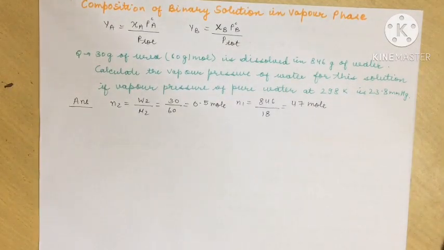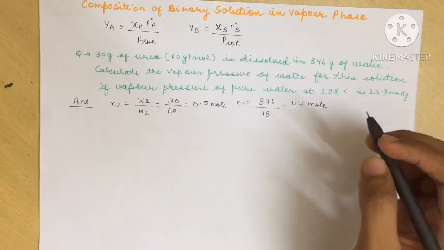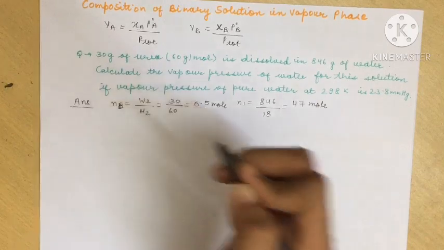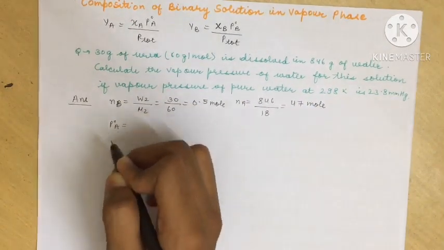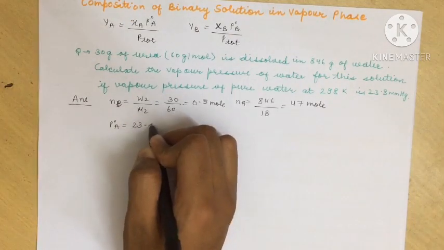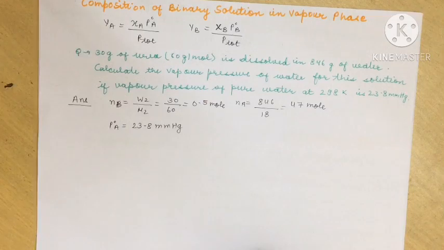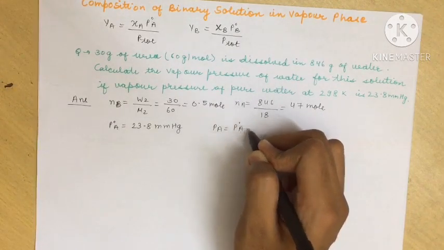Now we have to calculate the vapor pressure of water. What are we given? We are given the vapor pressure of pure water, that is, we are given P naught A. Suppose this is NB and this is NA. P naught A is 23.8 mm Hg. Do you know what is the formula of PA? The formula for PA is P naught A Xa.